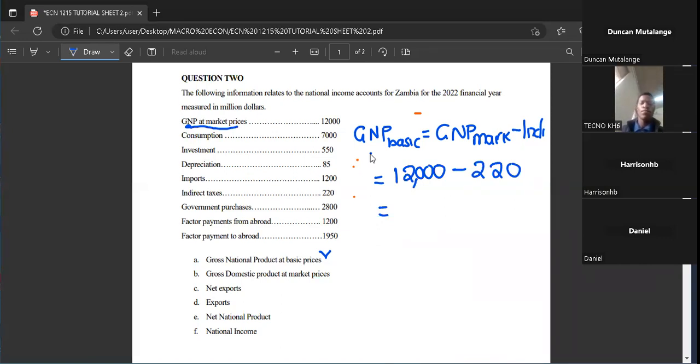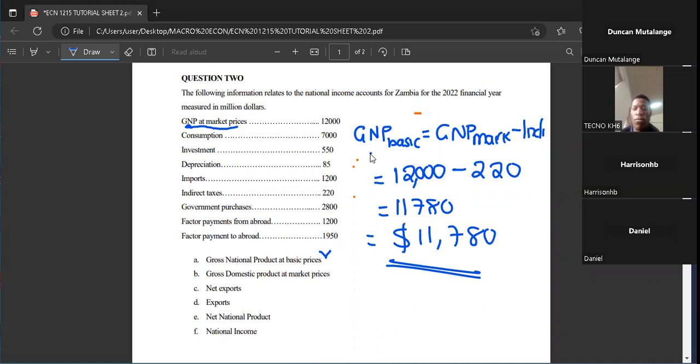So it will be equal to what? 11,000, right? Yes. So meaning our answer here would therefore be equal to $11,780. This is your GNP at basic price.